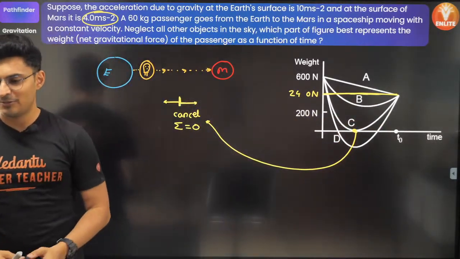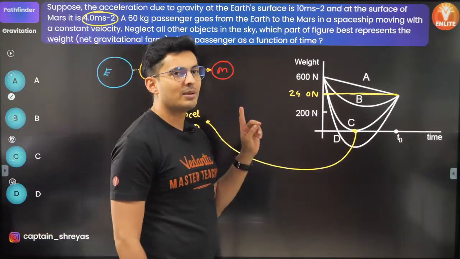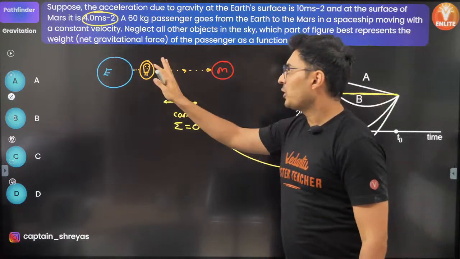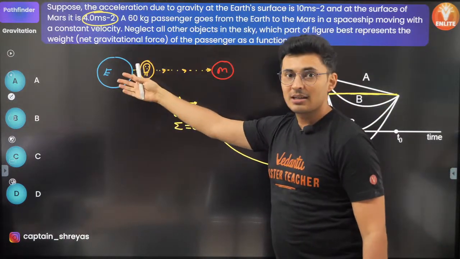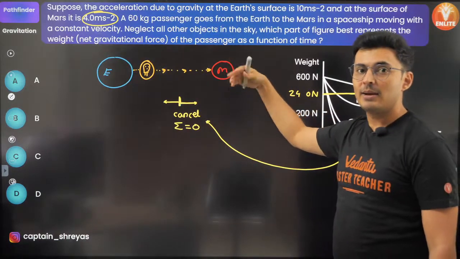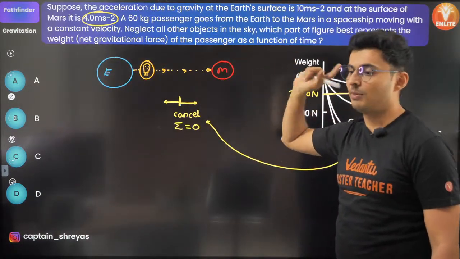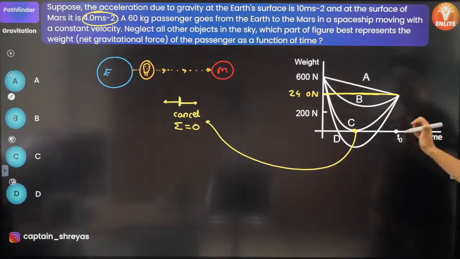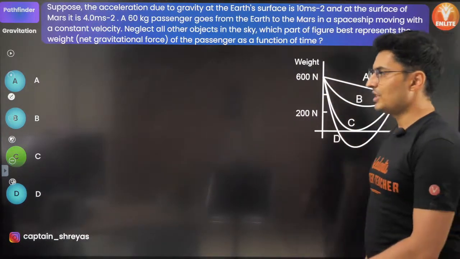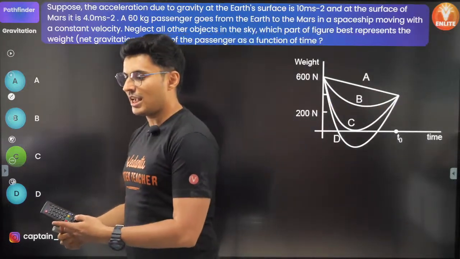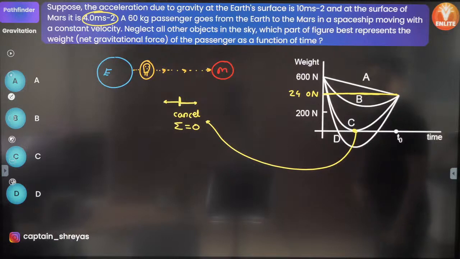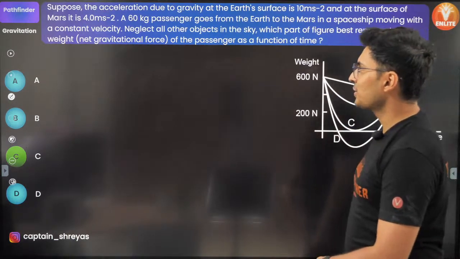Understood? Hi, Mr. Innovative. Is that understood why it will become 0 exactly once where the force cancels? When you are near the Earth, it will be mg. When you are on Mars, then it will be m into acceleration due to gravity of Mars. That's why it should be option C. Let's see. Yes, we just saw that it is C. Excellent. Yes, Shweta, it is C. Very good. Moving on to the next question.